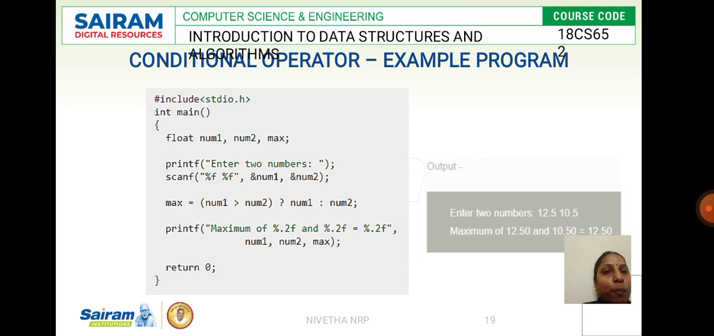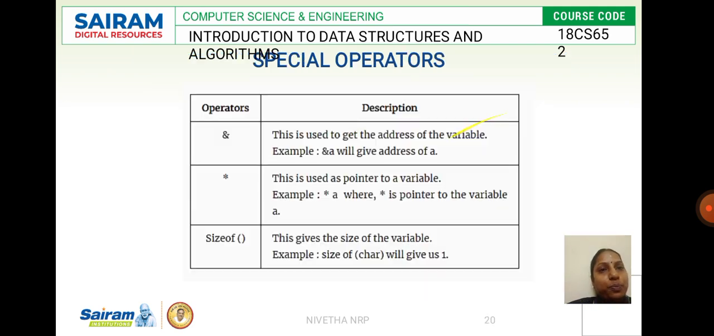So what will be the output? Enter two numbers. You are going to give two numbers. What is the number given here? 12.5 and 10.5. When the next statement executes, printf prints the maximum of the floats, which will be 12.50. The input given was 10.50, and it again prints the maximum of number 1 and number 2. So number 1 is maximum, so it is printing 12.50.